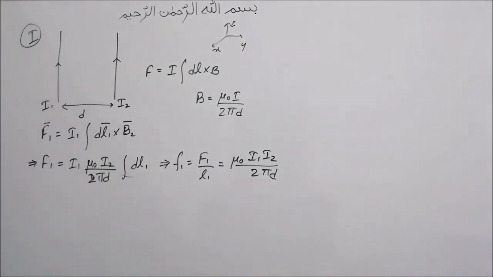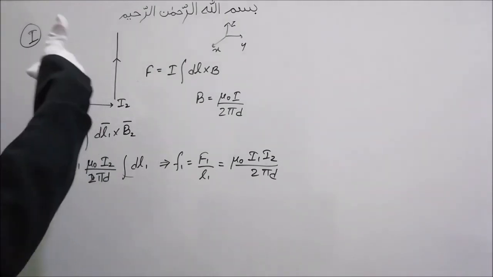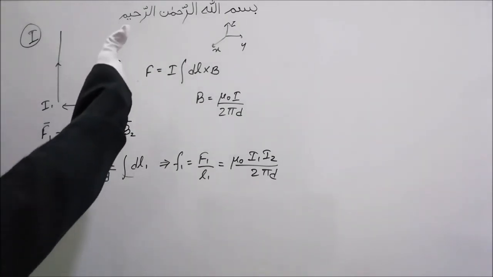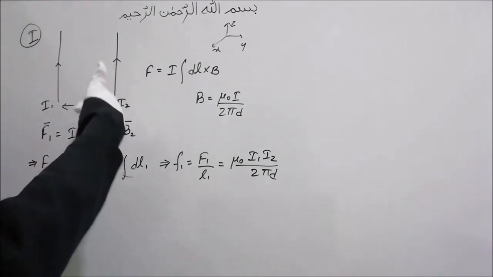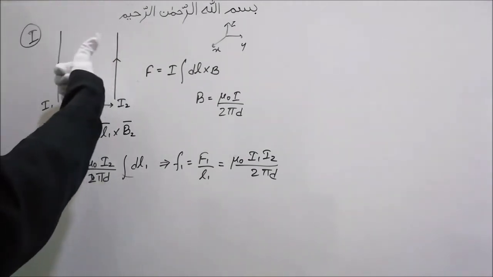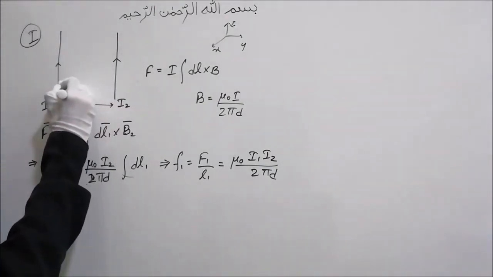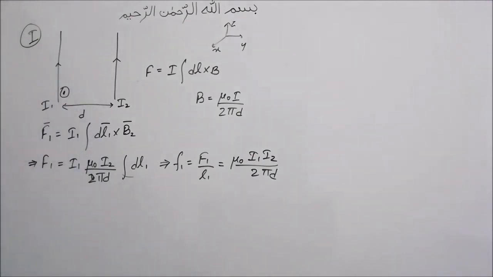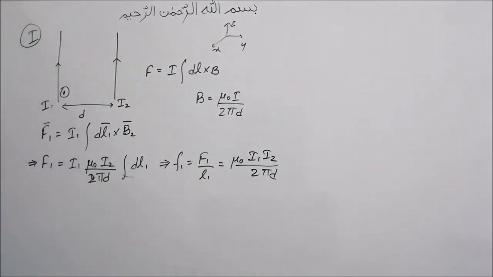But what is the direction of this force? For that we are going to use the right hand thumb rule. Since I am calculating the field due to the second wire, the thumb points in the direction of the current and the fingers curl around to give us the direction of the magnetic field. My current is upwards, so I curl my fingers. You can see that this is coming out of the page, right? As I turn like this, my fingers are coming out of the page. So the magnetic field due to I2 at I1 is coming out of the page.